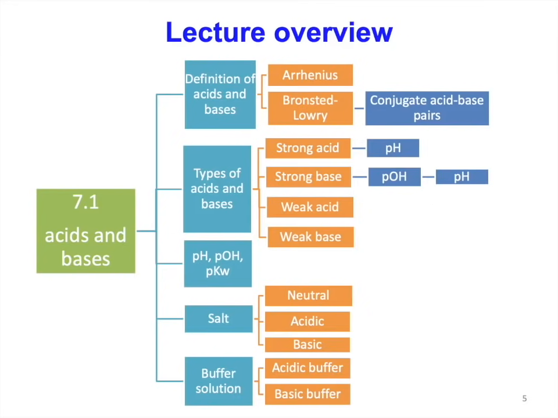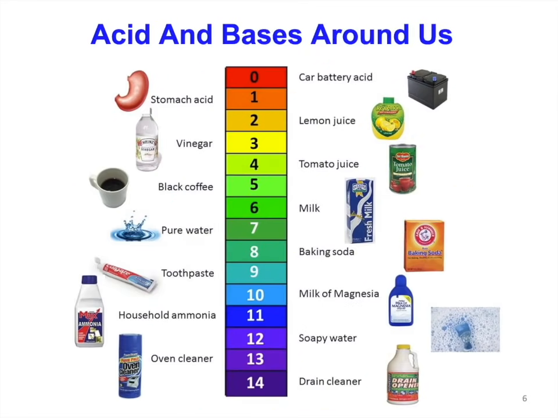So this is the lecture overview of 7.1 acids and bases. So basically we are going to look at the definitions of acid and base, type of acid and base, pH, pOH, pKw, salt and buffer solution. Alright. So these are all the examples of acid and bases that are familiar around us. For example, lemon juice, black coffee, milk, oven cleaner, soapy water, and these are all categorized as acid and base according to their pH.